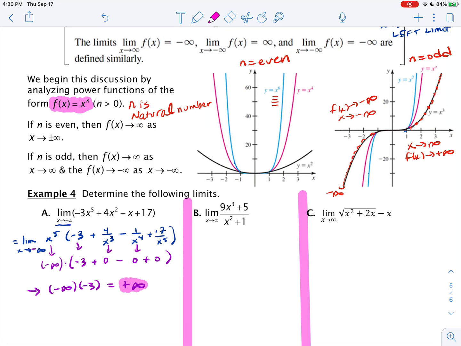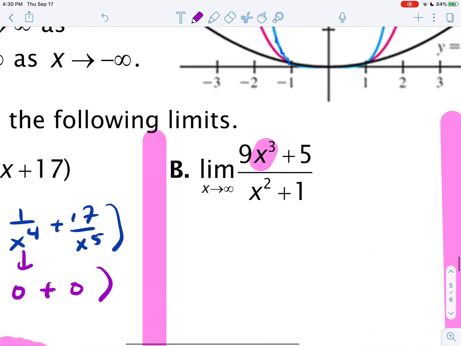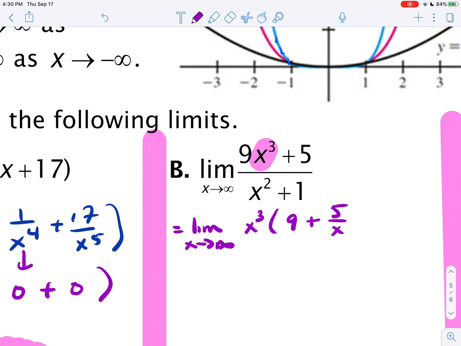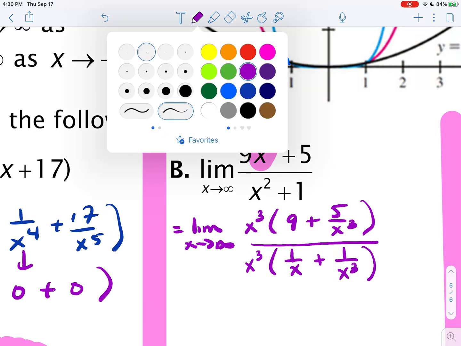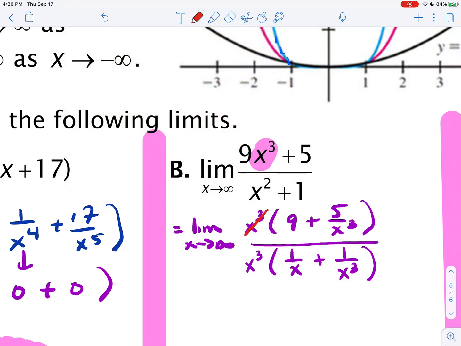All right. Looking at the next one, we can factor out our highest power, and our highest power is x to the 3rd. So this is going to equal the limit as x approaches infinity of x to the 3rd power times 9 plus 5 over x to the 3rd power, over x to the 3rd power times 1 over x plus 1 over x cubed.